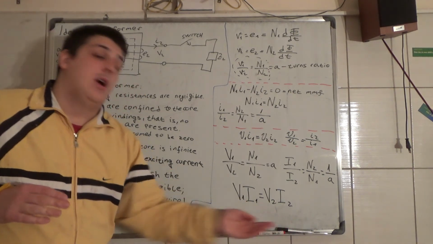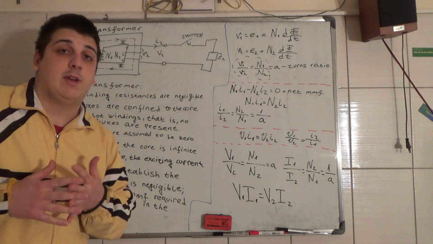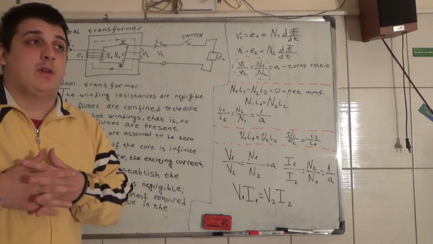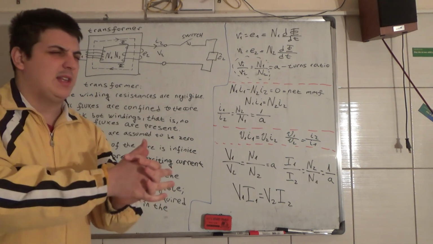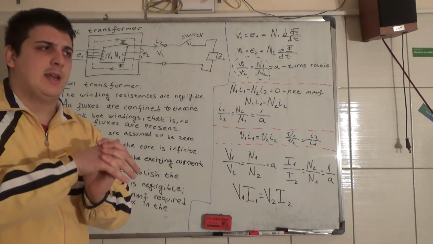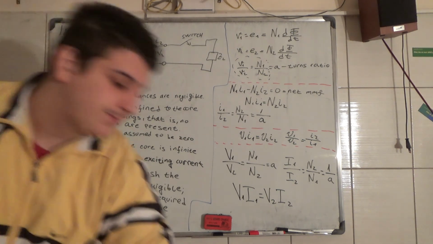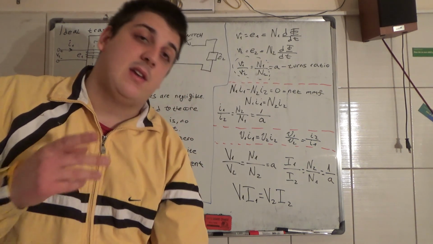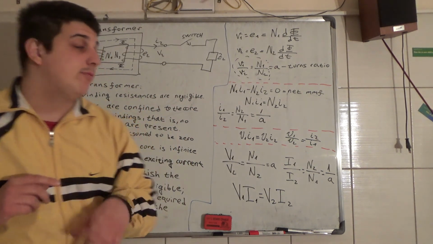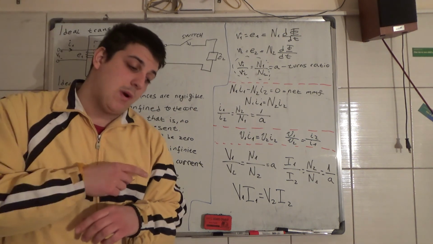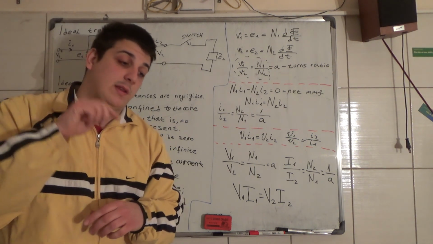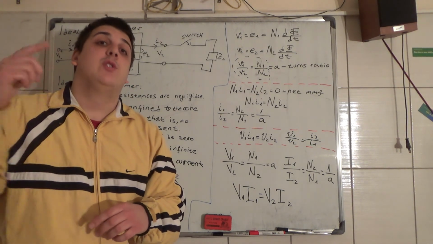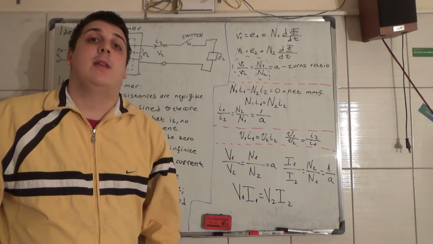Now I hope you learned what the equations of the transformer are. Next I'm going to show you what impedance transfer is, and I'm going to do an example. Then I'm going to show you the polarity of the transformers, which is very important, and then I'm going to show you what a practical transformer is and what the equivalent circuit of those practical transformers is in real life. So thank you for watching, and see you in my next video.